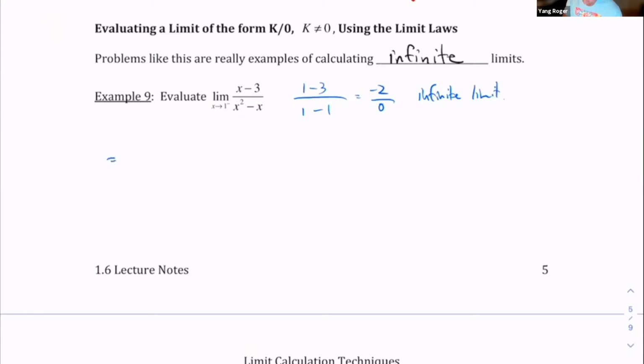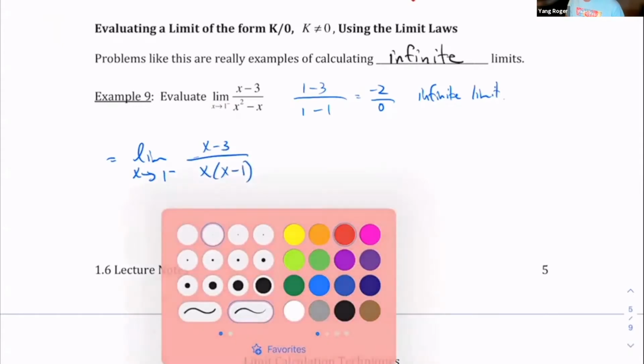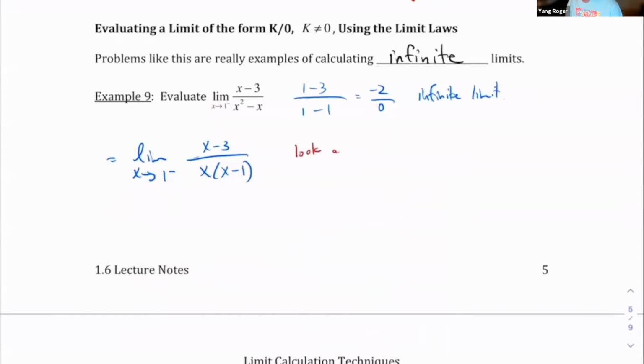So here is how I would solve this problem. What I would do is first factor this guy. So I'll have an x minus 3. The denominator is going to be x times x minus 1. And then I'm going to look at the signs of the factors as x approaches 1 from the negative side. So in your imagination, you're plugging in numbers like x equal to 0.9999, right? You're plugging in numbers that are getting really close to 1, but you're coming from the negative side.